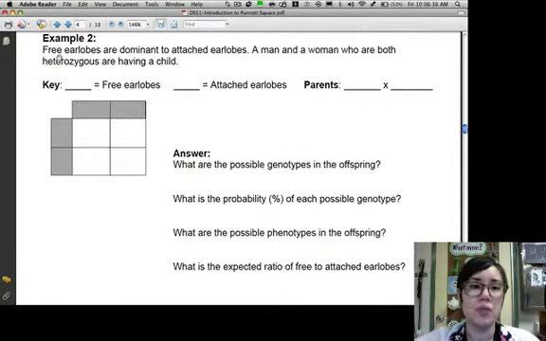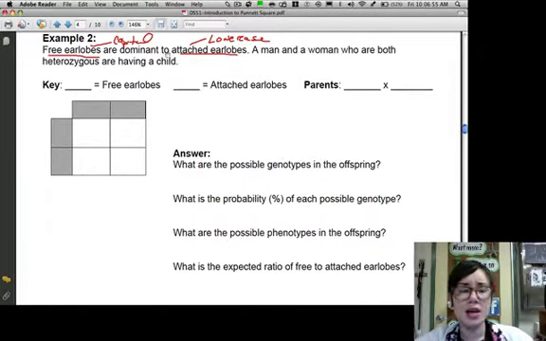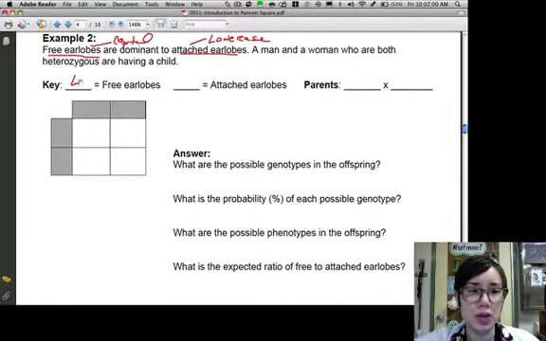All right, here we go. Free earlobes are dominant to attached. So I'm going to go ahead and underline free earlobes. If they're dominant, I know that these are going to be represented by a capital letter. And I know that my attached then have to be the opposite, so these are going to be represented by a lowercase letter. So let's go ahead and fill in our key then. For this particular problem, I'm just going to use the letter E. Free earlobes are dominant, so it's going to be a capital E. Attached earlobes are recessive, so it's going to be a lowercase e.